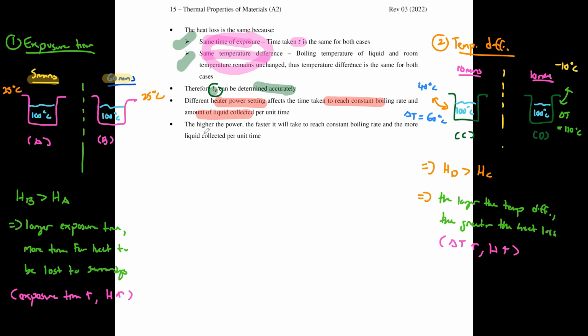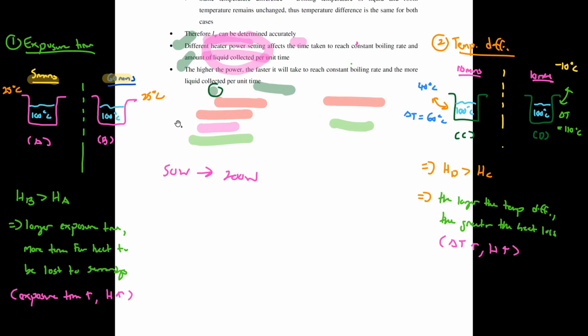In other words, if you use a higher power setting, maybe from 50 watts you suddenly change to 200 watts, you will actually reach constant boiling rate faster and you will tend to have more liquid collected per unit time. That's the only effect that using a higher power will have. But for all intents and purposes, the latent heat of vaporization for the liquid that you're testing will still be the same. So that is for the concept part here.